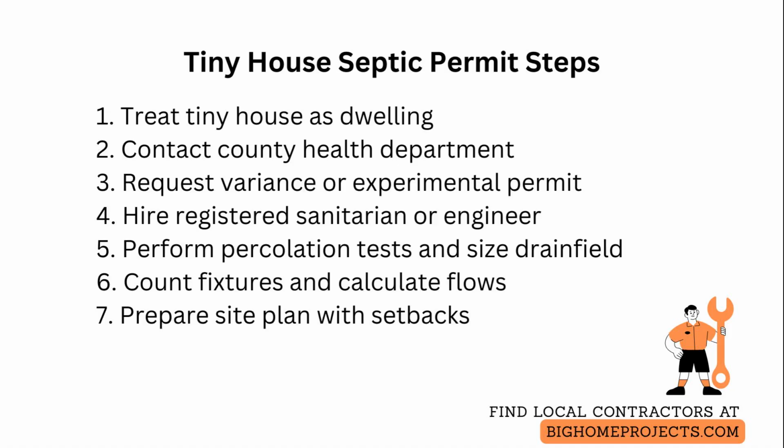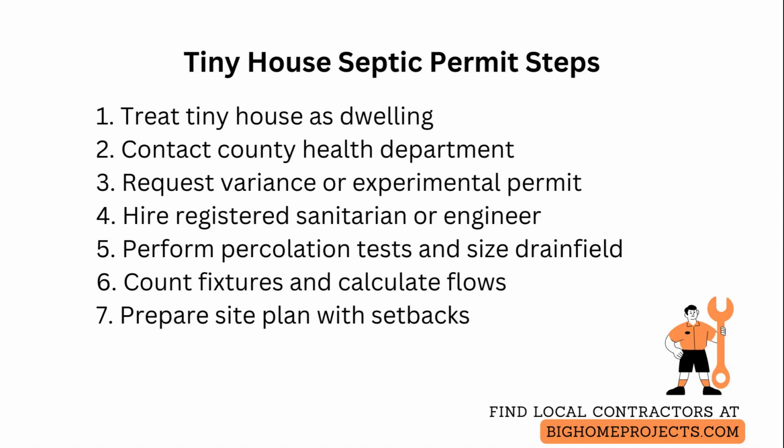If standard rules do not fit because your structure is smaller or mobile, ask about a variance or an experimental permit and be ready to provide detailed justification. Engage a registered sanitarian or a professional engineer early so they can run percolation tests, size the drain field, and stamp plans if required.